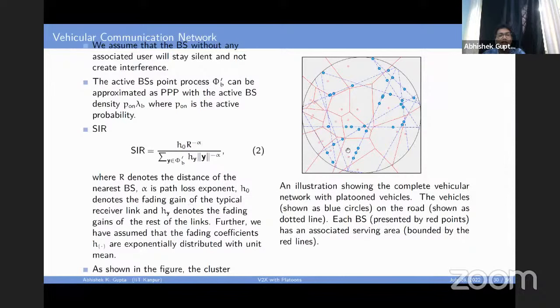Similarly, each user will get interference from all the active base stations, so they will also have a similar term. From each base station Y, you have a fading, and you have the path loss from that base station. I've assumed an exponentially distributed random variable for fading, but you can assume more complicated fadings also. And you can see that on each of these roads, because of the platooning, some vehicles may be close, and that may help in their inter-vehicular communication.